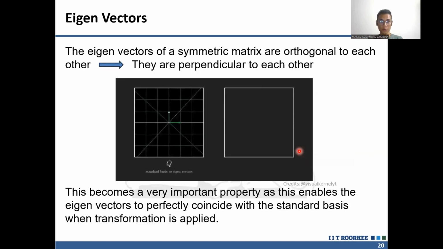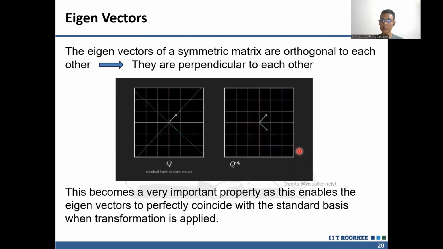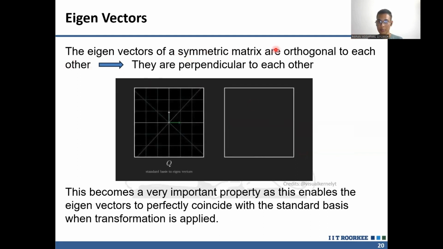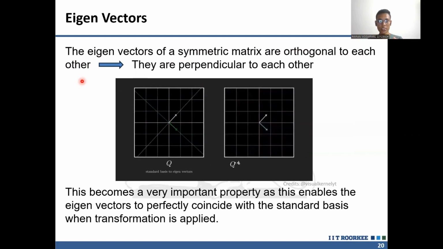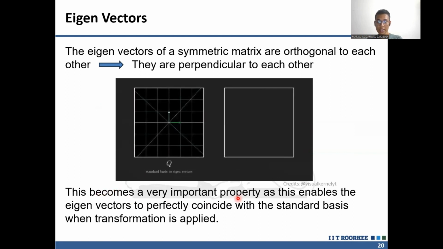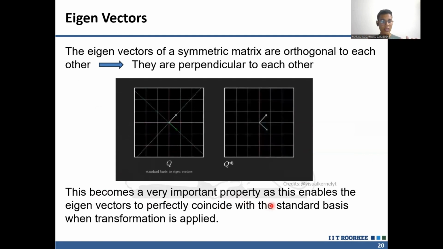Now, talking about eigenvectors further, we need to understand why symmetric matrices are so special. The fact is that the eigenvectors of a symmetric matrix are orthogonal to each other. They are perpendicular to each other. Why is this important? This is because it becomes an important property, as it enables the eigenvectors to perfectly coincide with the standard basis when a transformation is applied.